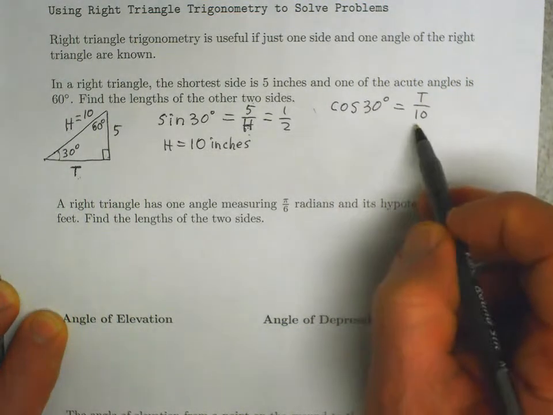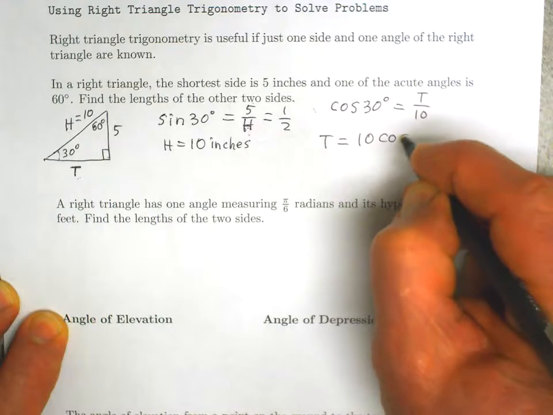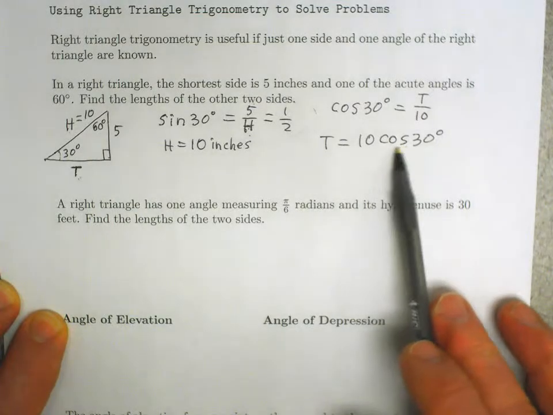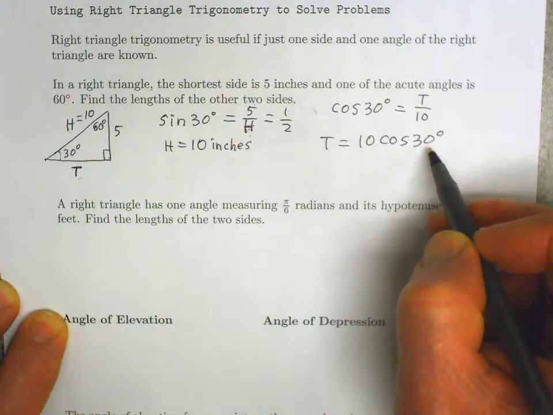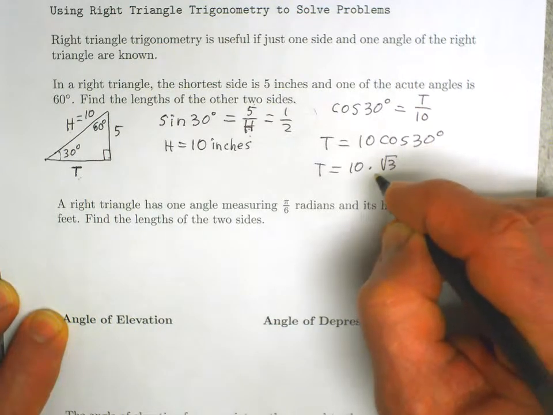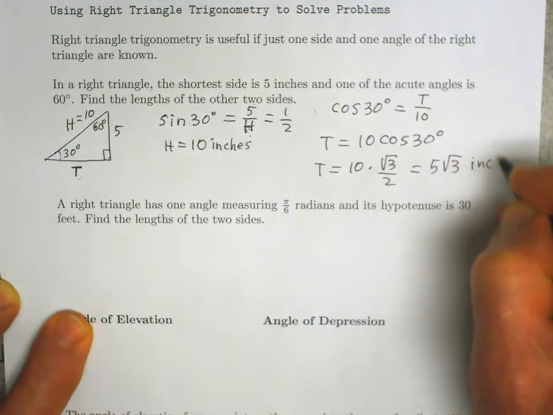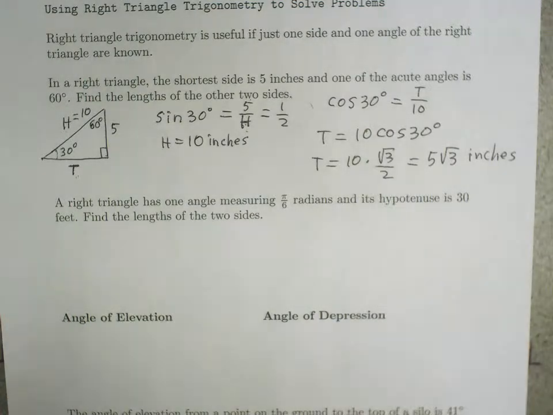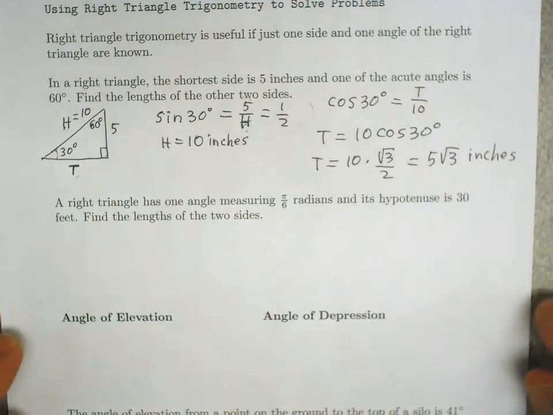So adjacent divided by hypotenuse is t divided by 10. So if we just multiply both sides of this by 10, we get t equals 10 times cosine of 30 degrees. Earlier, we determined what the cosine of 30 degrees is. Cosine of 30 degrees is the square root of 3 over 2. So t is equal to 10 times the square root of 3 over 2, or 5 times the square root of 3 inches. Okay, as I mentioned, there's more than one way to do that. But we'll do the next example.